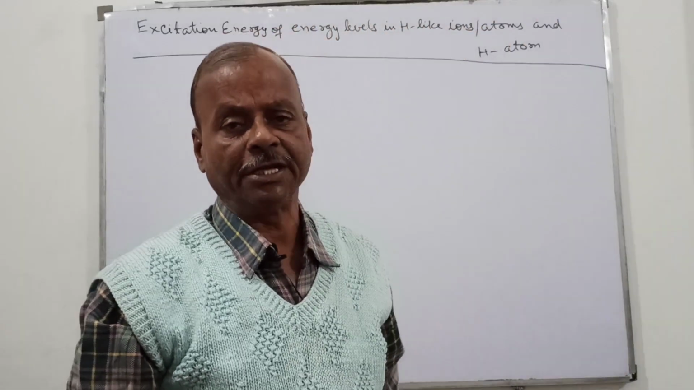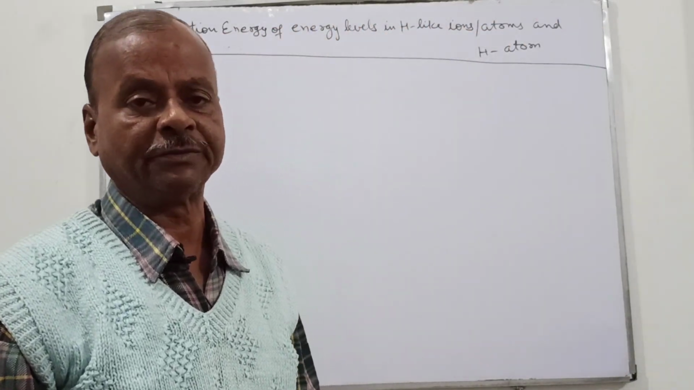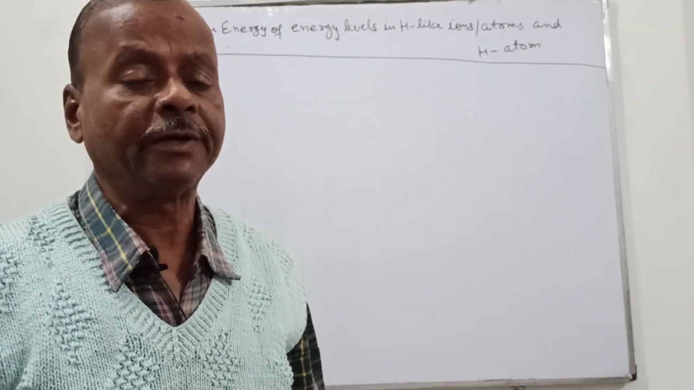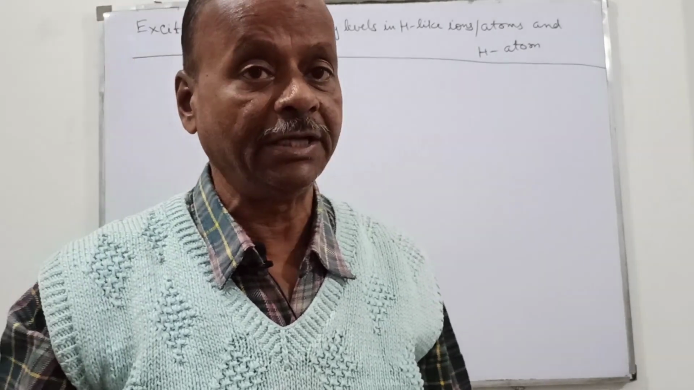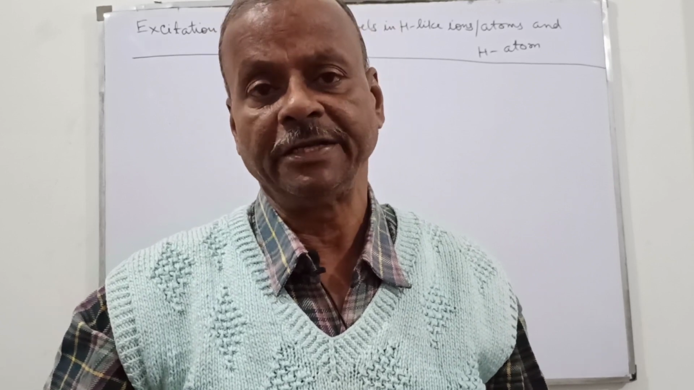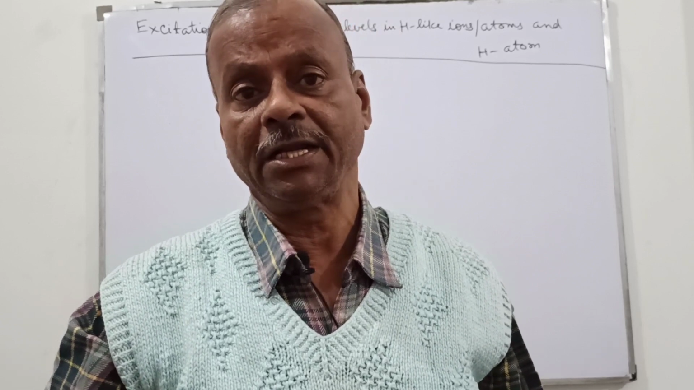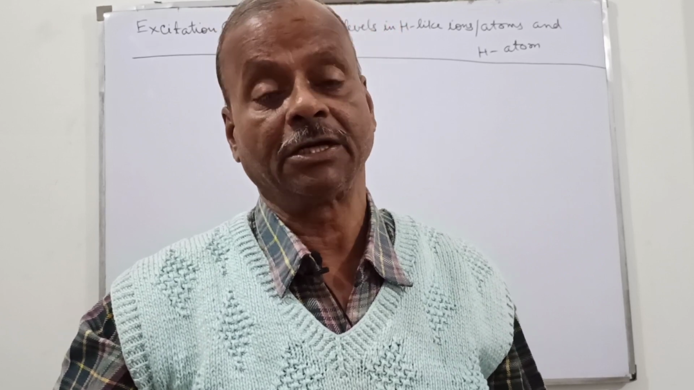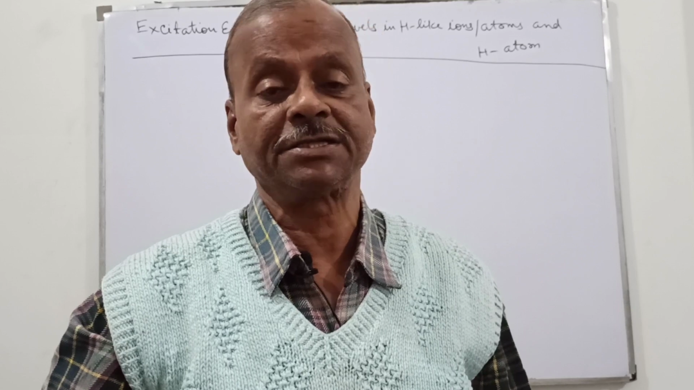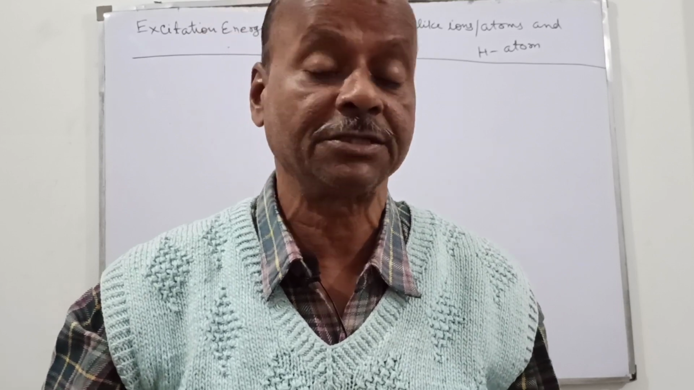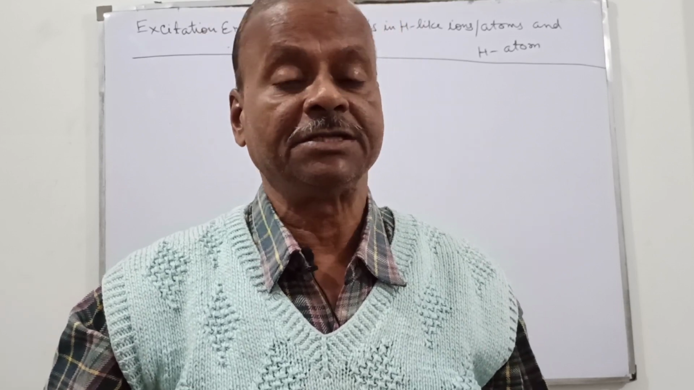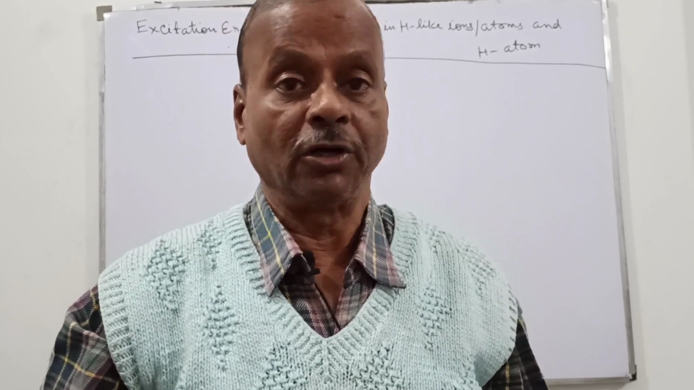Now we will discuss the excitation energy of the energy levels. You have heard of the many energy levels in the hydrogen atom or some other kinds of atoms also. These energy levels are denoted by K, L, M, N, O, P, and the first energy state, the ground energy state, second energy state, third energy state, etc. This is given according to the Bohr model.